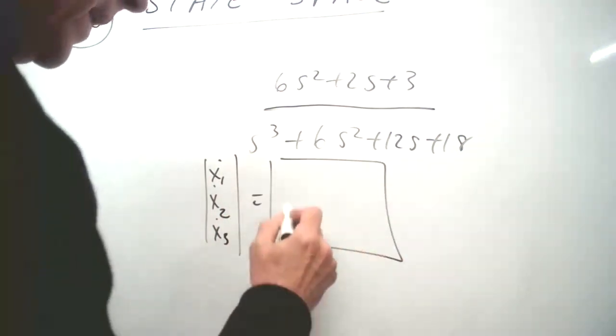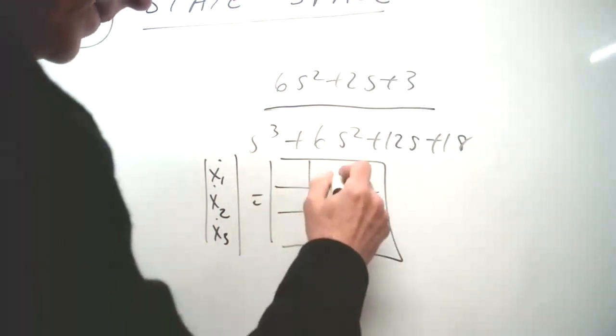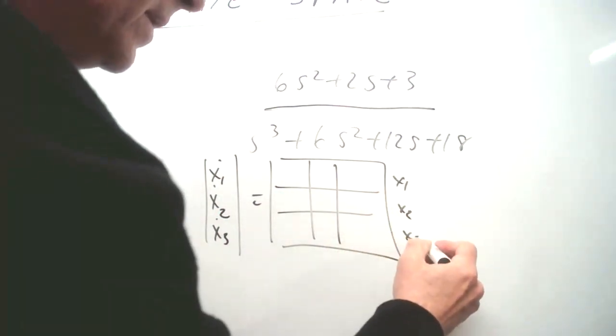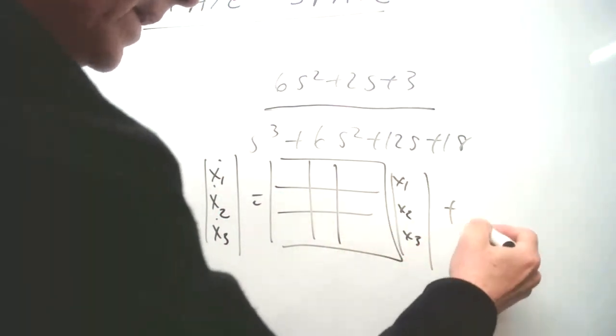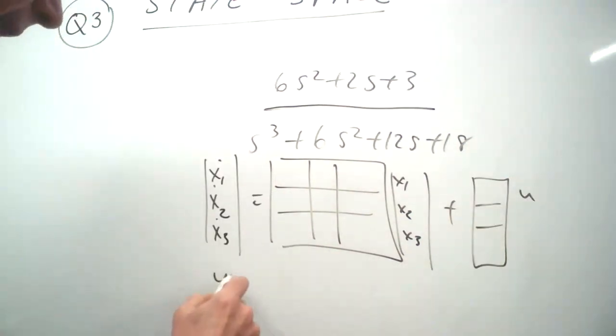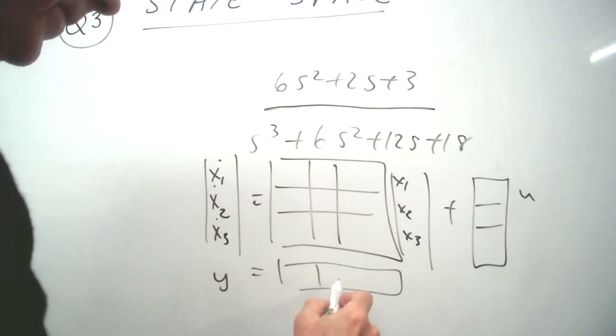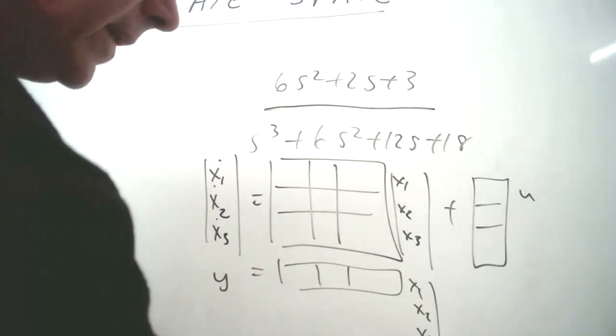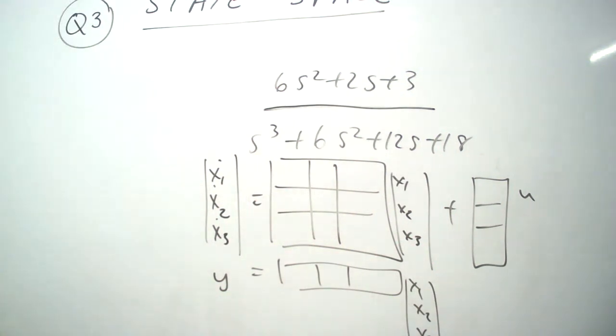And in here then, we now have a 3 by 3. It's going to be x1, x2, and x3 plus 2 times u, and y equals x1, x2, x3. So this time it's a third order system.